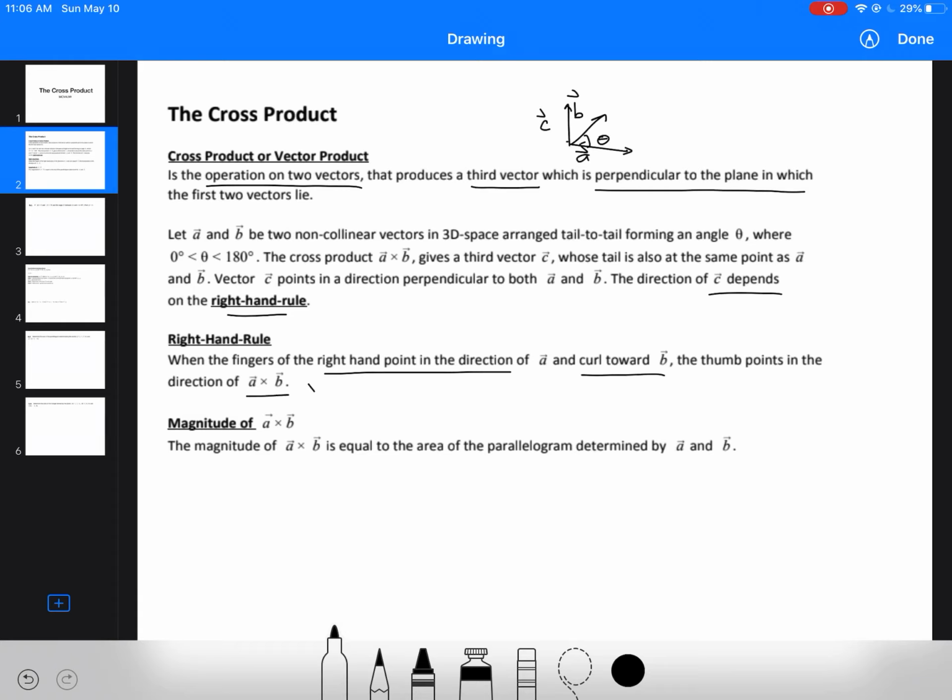So I will link a YouTube video on Google Classroom that shows you an example of the right-hand rule in live action.